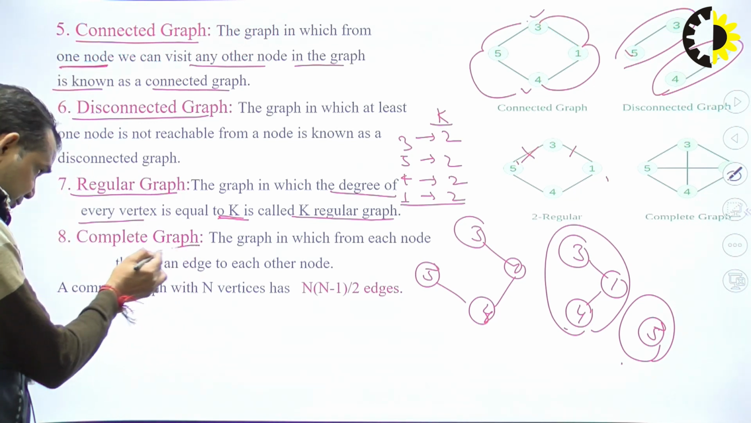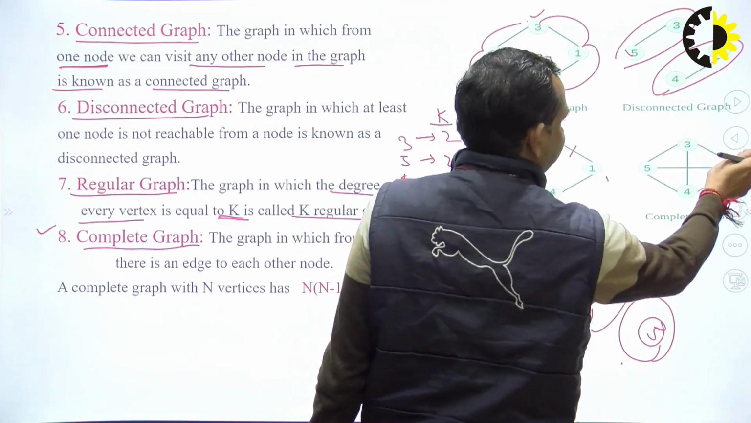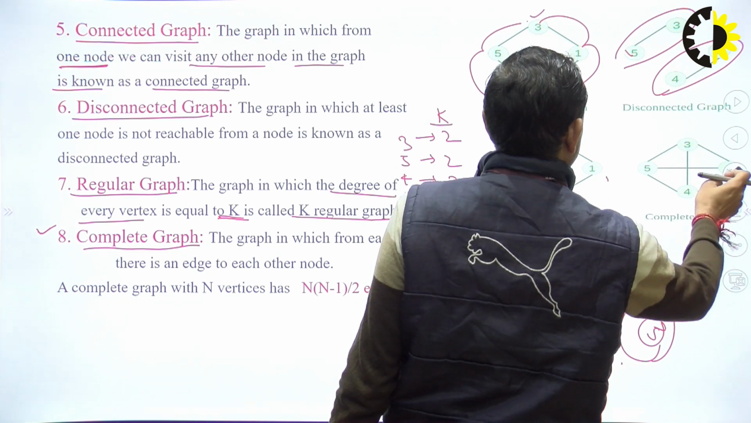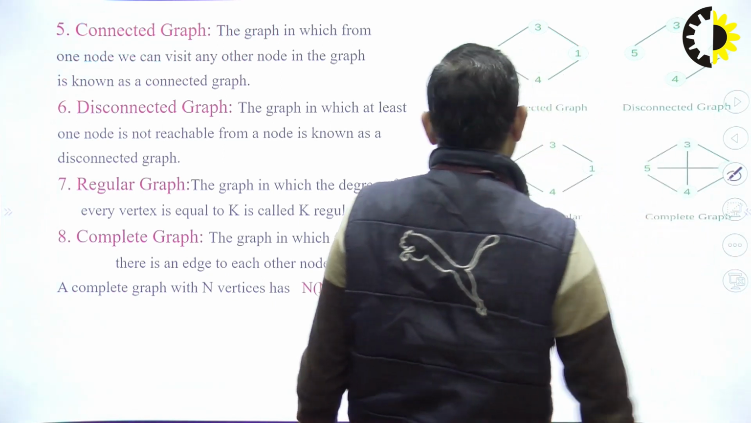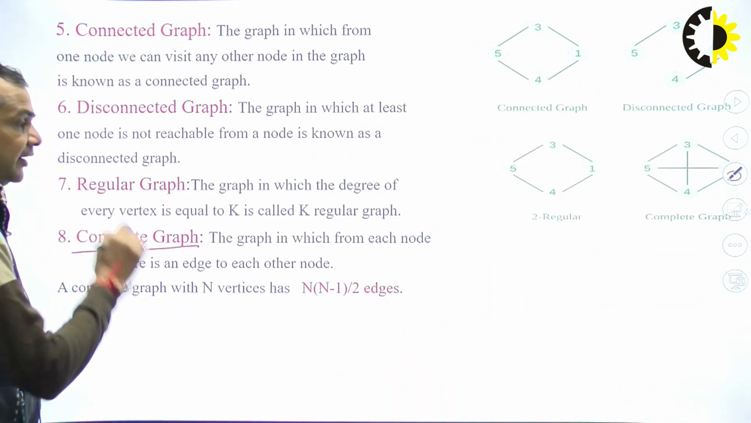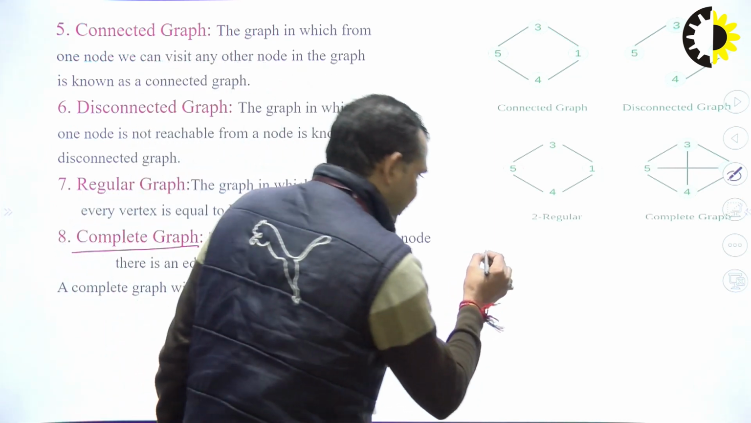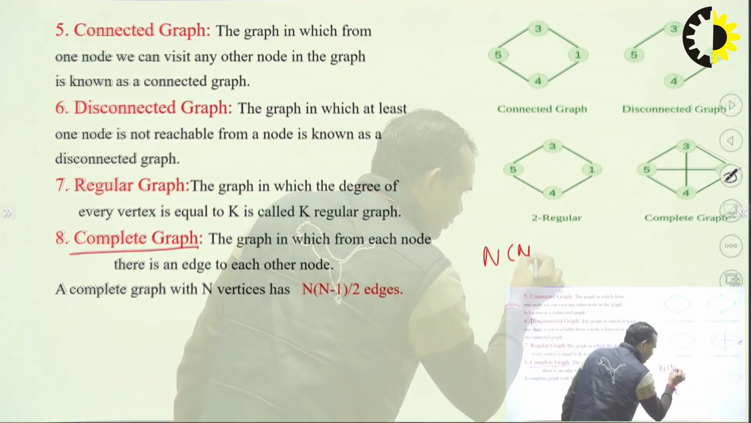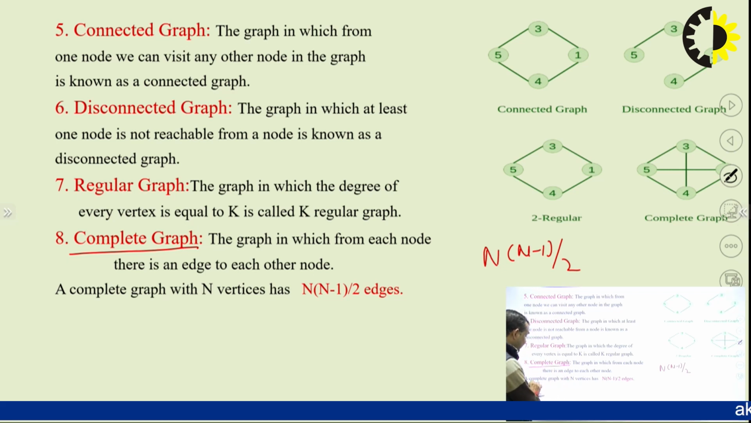And next one, which is mostly used, is the complete graph. In a complete graph, how can we find out that it is a complete graph? It must follow n into n minus 1 by 2. Clear? So if in a graph the total number of vertices is n and it has n into n minus 1 by 2 edges, then we can say that graph is known as the complete graph.